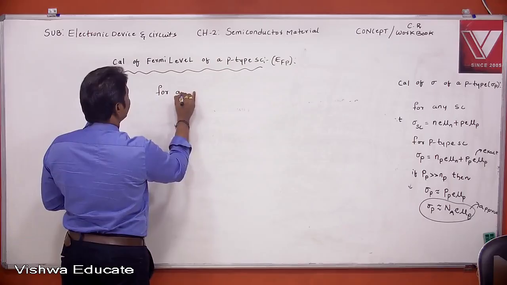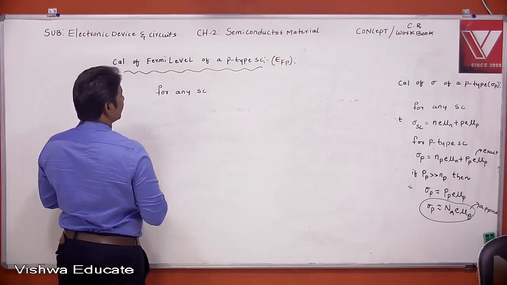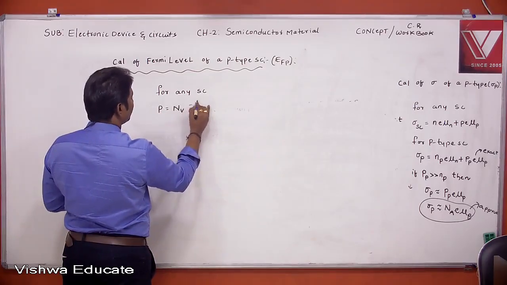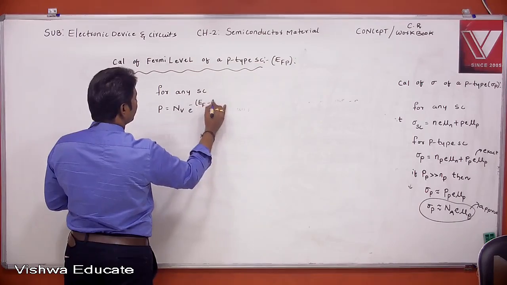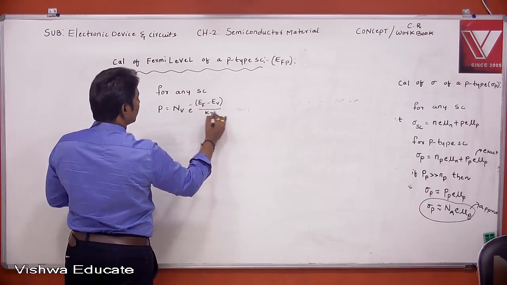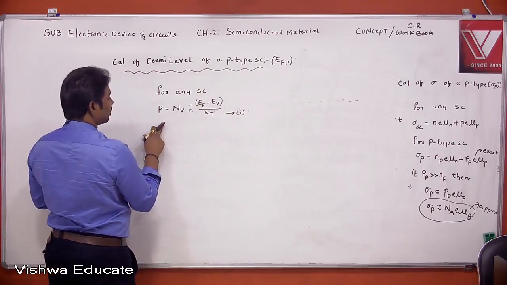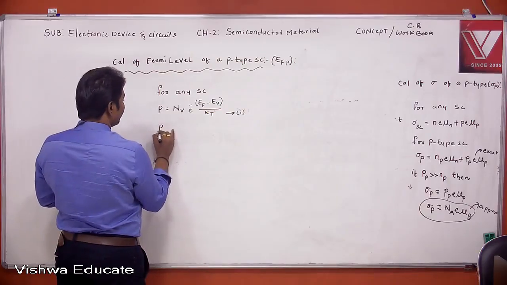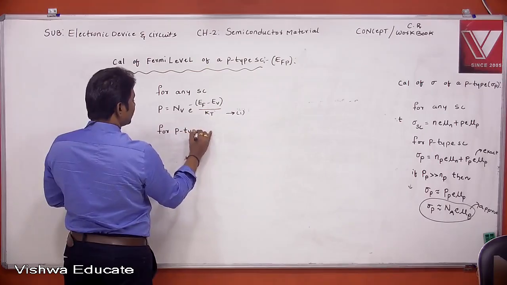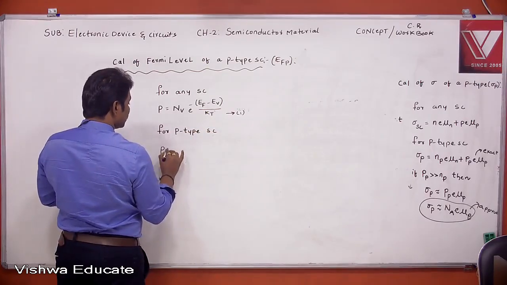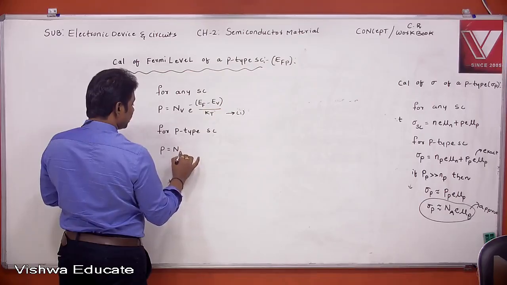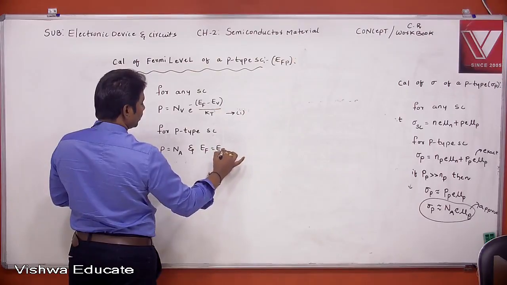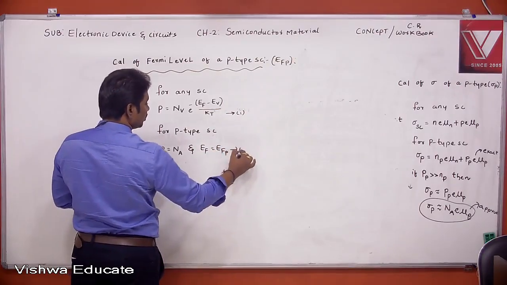First I can define for any semiconductor, what will be the hole concentration? P equals NV into e power minus of (EF minus EV) by KT. So this is equation 1. This is the equation for calculation of the hole concentration for any semiconductor. Now I can define for a p-type semiconductor. For a p-type semiconductor, the hole concentration is nothing but the acceptor concentration, and EF equals EFP. This is equation 2.